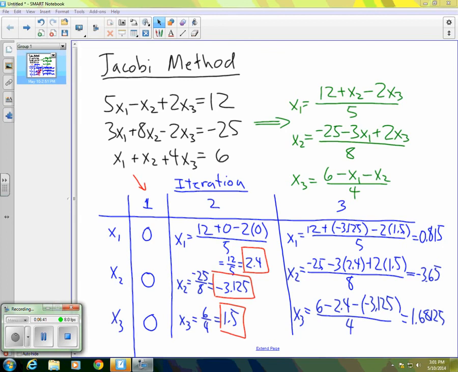So that's how the Jacobi method works. In the next video, we'll take a look at the Gauss-Seidel method, which is quite similar.